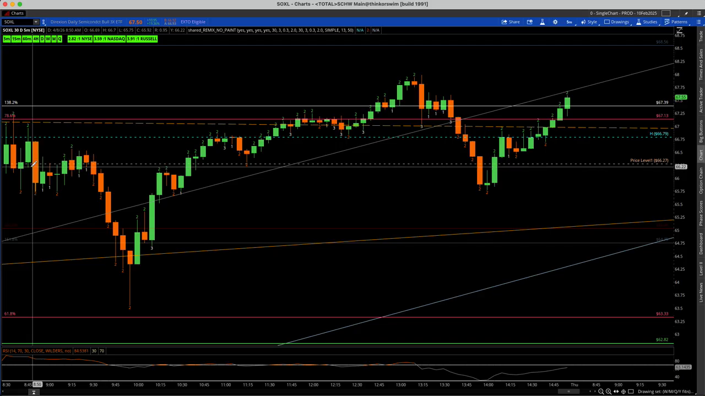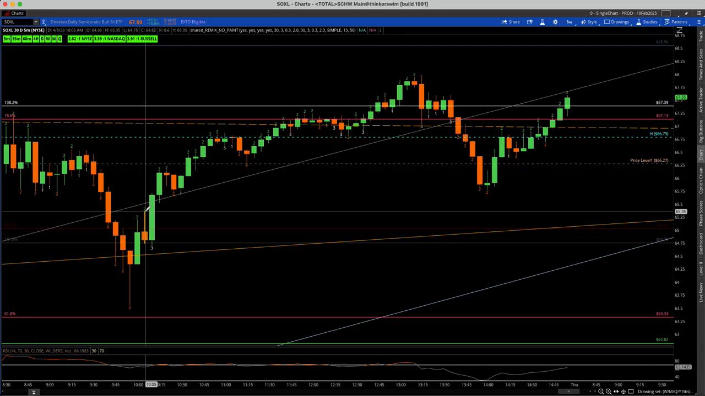We entered up here around 66.20 something, and we exited around 65.37. So a little less than $1 worth of movement that we were able to capture, but still decent price action, right?